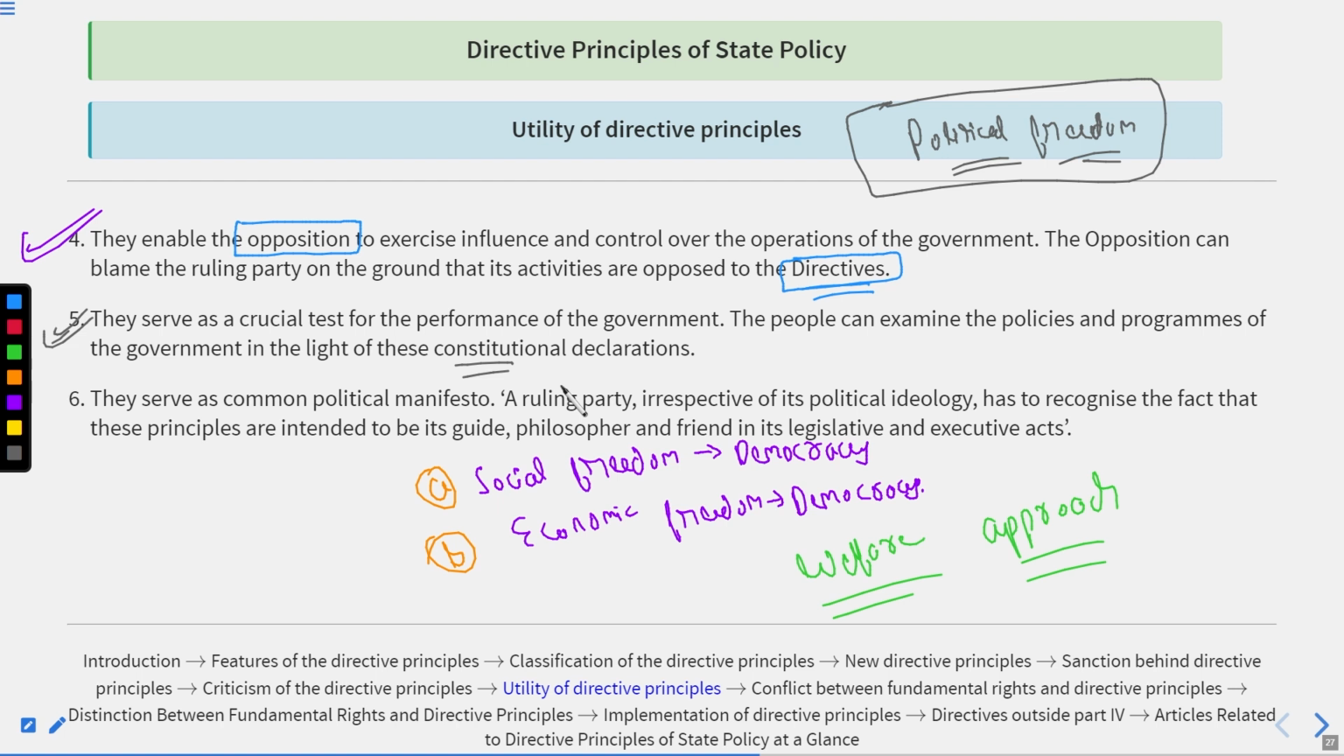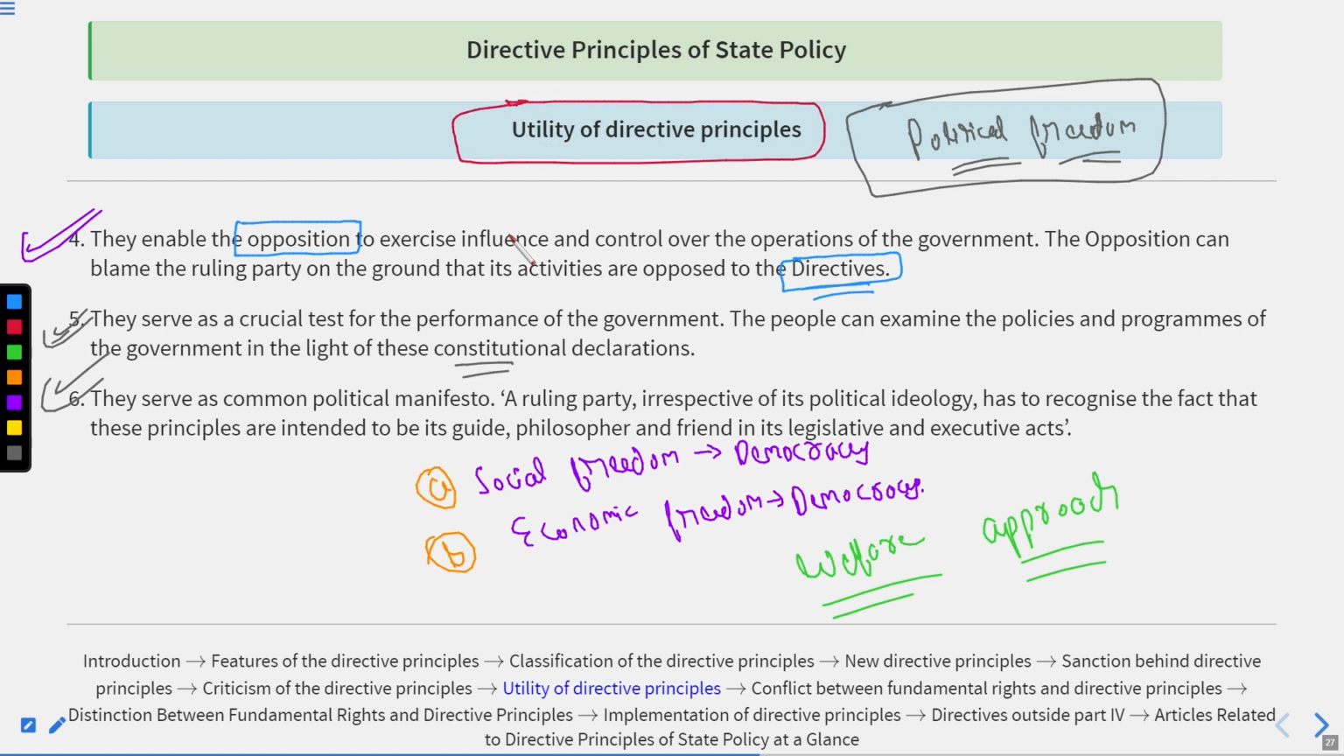They serve as a common political manifesto. Why? A ruling party, irrespective of its political ideology, has to recognize the fact that these principles are intended to be its guide, philosopher, and friend in its legislative and executive acts. All right. These articles provide the guidance on what steps they are required to take, what things they should do, and how they should manage things. Then only will they be able to do the required legislative acts and executive acts. All right. So these are the points, and this defines the utility of the directive principles.